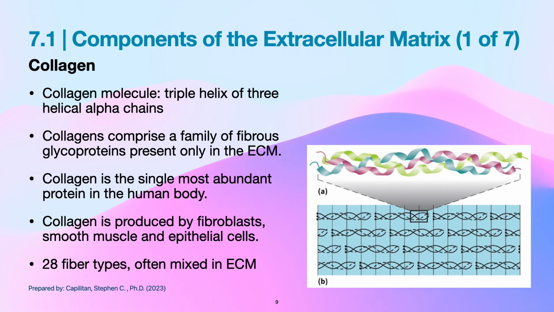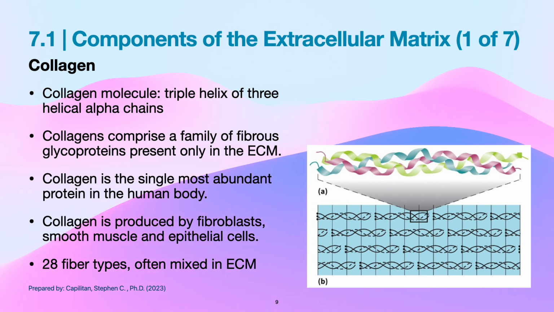Now we move forward with the components of the ECM. First is collagen. The collagen molecule is composed of a triple helix of 3 helical alpha chains. Collagens comprise a family of fibrous glycoproteins present in the ECM, and it is the most abundant protein in the human body. It's produced by fibroblasts, smooth muscle cells, and epithelial cells. There are 28 types, and they are often mixed in the ECM.